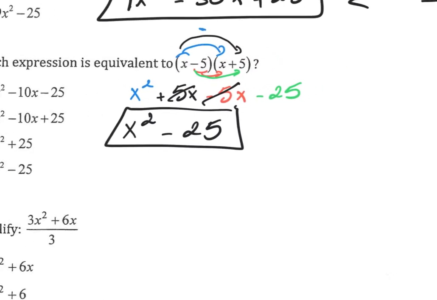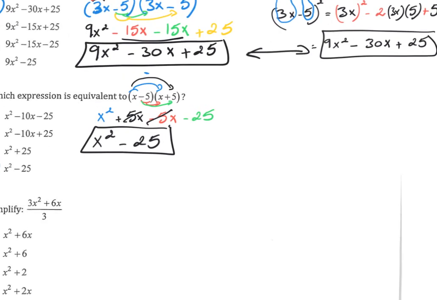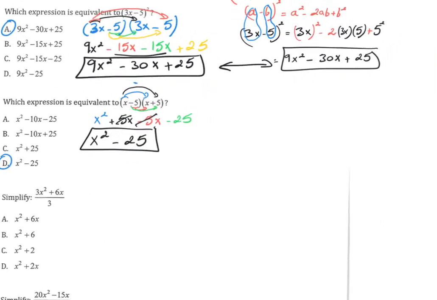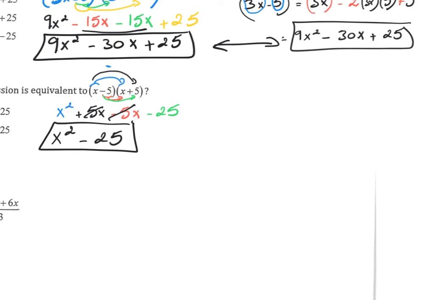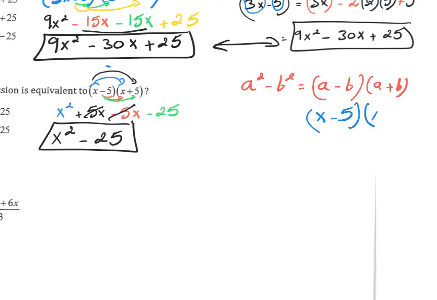Now, besides what we learned in the previous problem about the perfect square, there is another formula called the difference of squares. We have a squared minus b squared equals a minus b times a plus b, right? That's important because we can use it here. As you can see, we have x minus 5 times x plus 5.